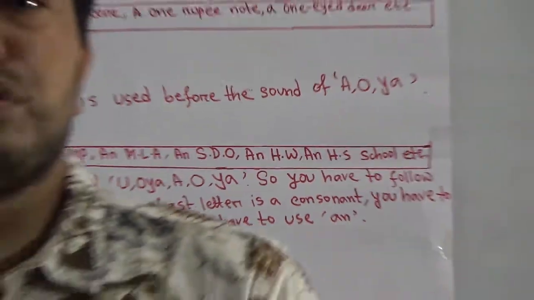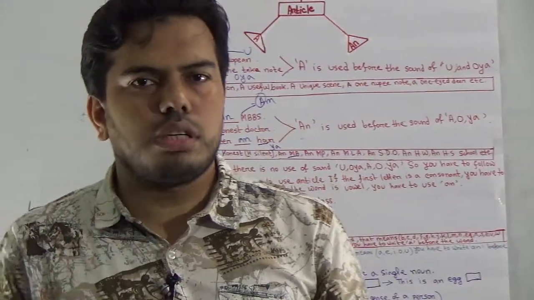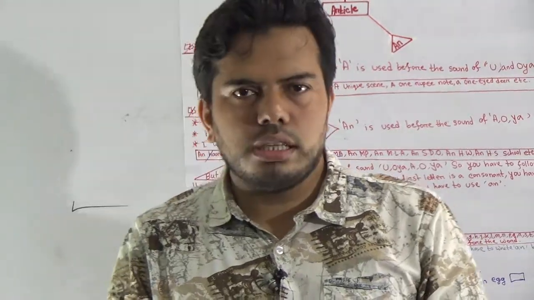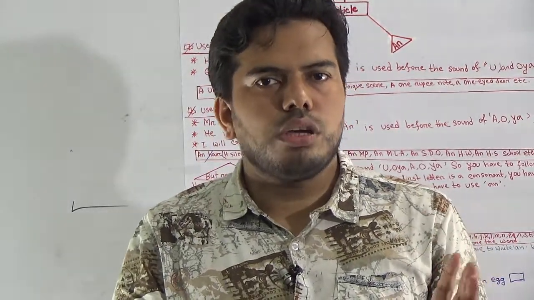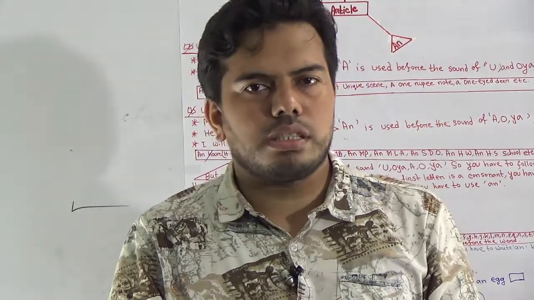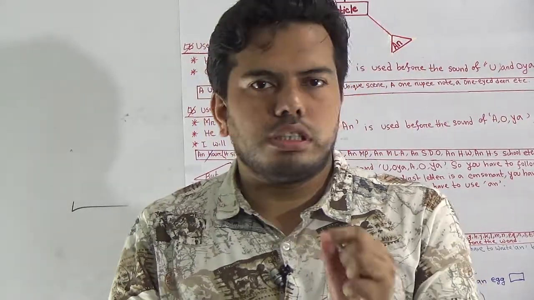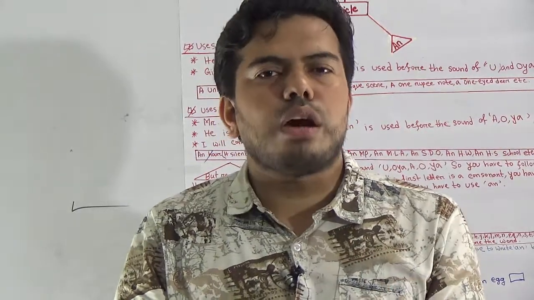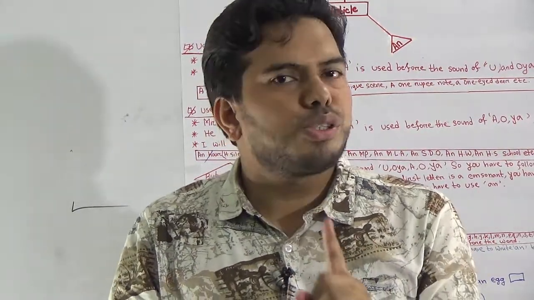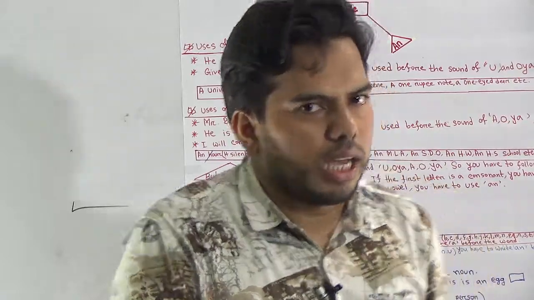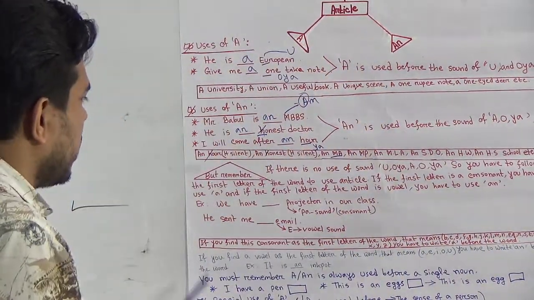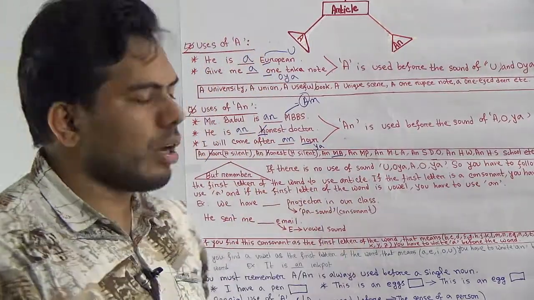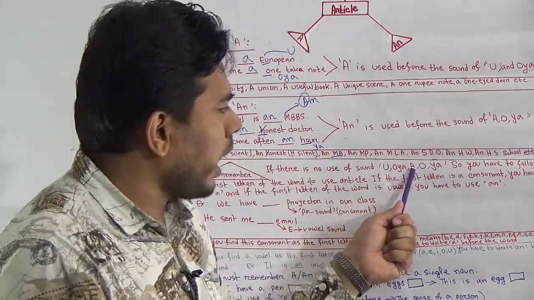So we came to learn that if the sound to pronounce the word comes like a vowel sound, what are the vowels? A, E, I, O, U. These five letters are known as vowels. So to pronounce any letter, if it produces a sound like a vowel sound, then you should use an before the word rather than a.